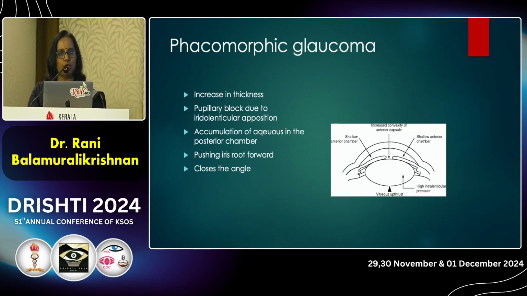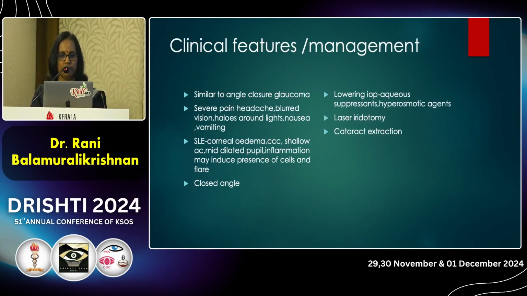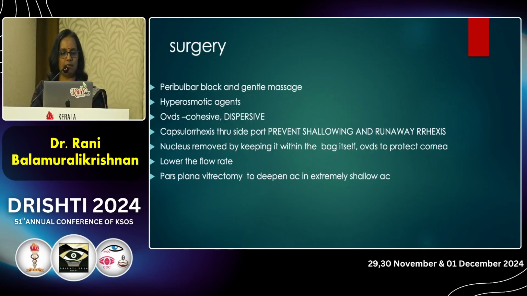The mechanism of phacomorphic glaucoma is a secondary angle closure one. The clinical features are similar to angle closure glaucoma with severe pain, headache, and blurred vision, and slit lamp examination will show a shallow anterior chamber, and gonioscopically the angle will be closed. You have to lower the intraocular pressure with aqueous suppressants and hyperosmotic agents. Do laser iridotomy for rapid control of IOP, and it gives you space in the anterior chamber during cataract extraction.